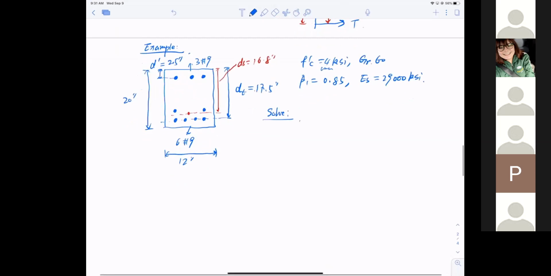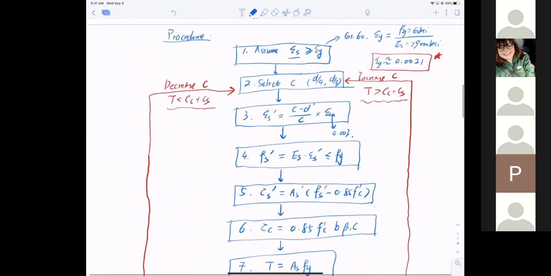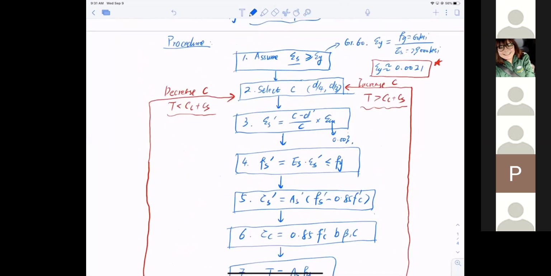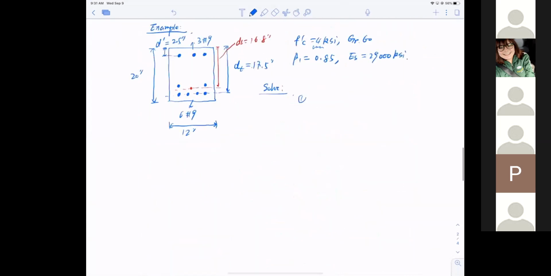Let's follow the flow chart. Take a quick look at the flow chart first. Step A is to assume the tension side yields. So first step, assume tension side yield. That means epsilon s equals epsilon y and fs equals fy, with epsilon s bigger than or equal to epsilon y.